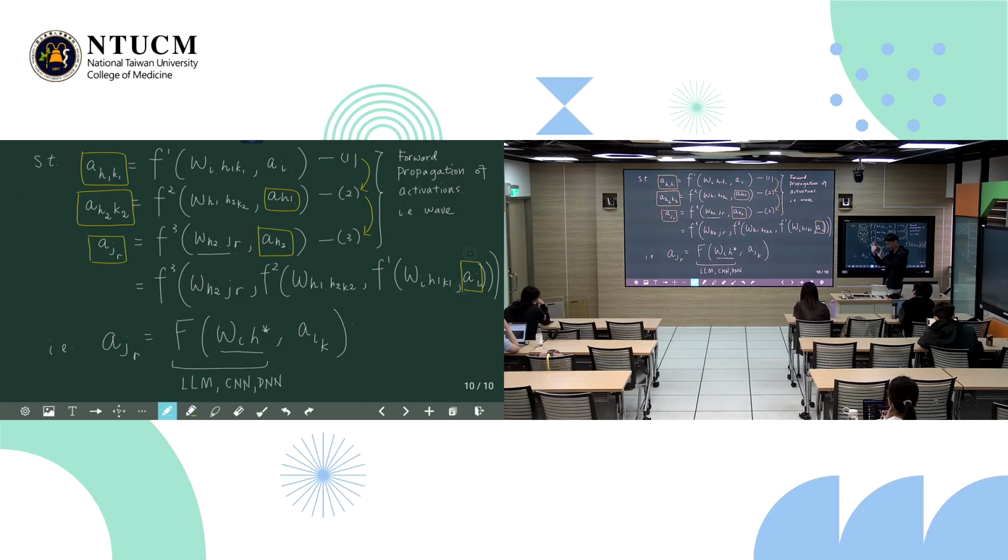Just that they have very different, complicated architectures, but essentially at a very formal high level, that's what they are. So they are all forward propagation of activations, just that because of how you shape the architecture, the propagation goes in different ways.